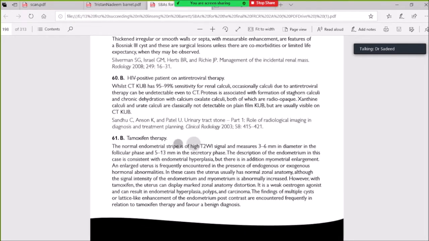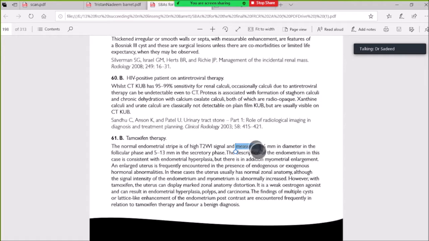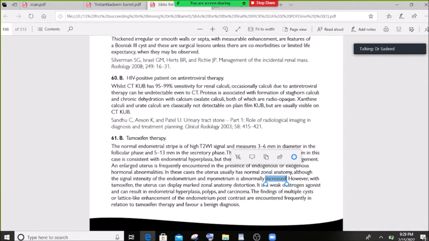The normal endometrial stripe is of high T2W signal and measures 3 to 6 mm in diameter in the follicular phase and 5 to 30 mm in the secretory phase. The lesion of endometrium in this case is consistent with endometrial hyperplasia with the addition of myometrial enlargement. An enlarged uterus is frequently encountered in the presence of endogenous or exogenous hormonal abnormality. In this case, the uterus usually has a normal zonal anatomy. Although signal intensity in the endometrium might be abnormally increased, with tamoxifen the uterus can display marked zonal anatomy distortion. It is an estrogen agonist.